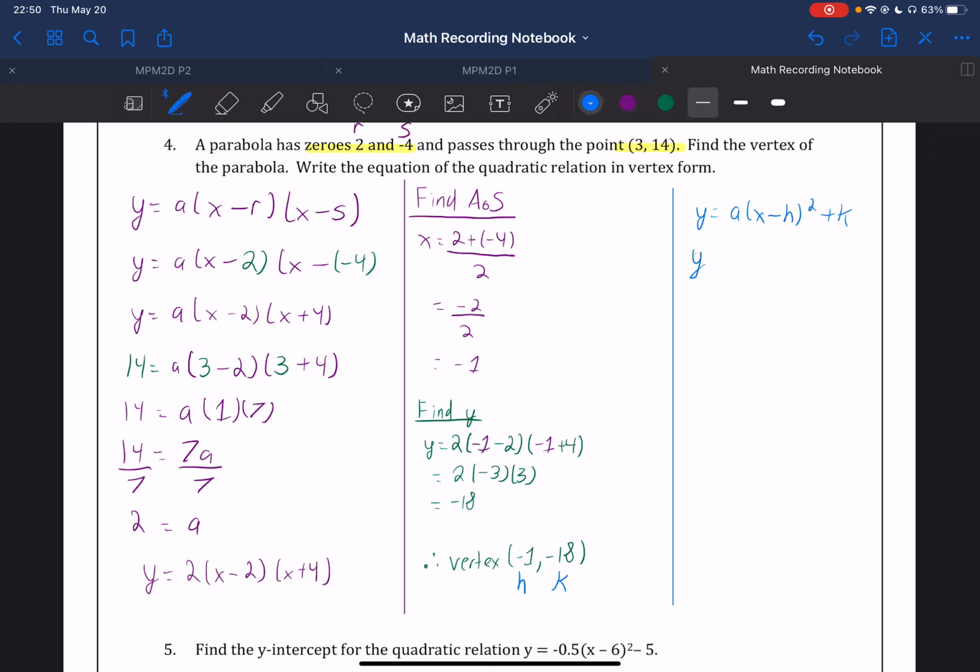So we have y equals 2 bracket x minus -1 squared minus 18. We're going to bring it all together now. We have y equals 2 bracket x plus 1 squared minus 18. And that right there is our vertex form.